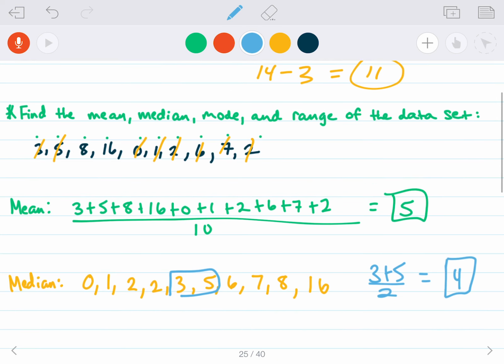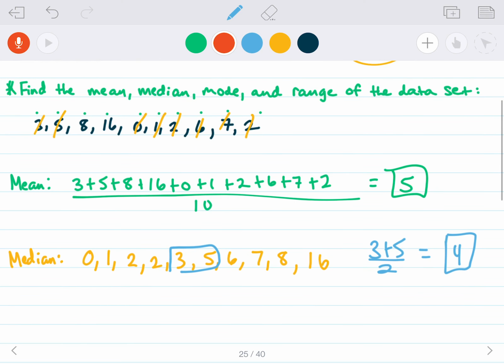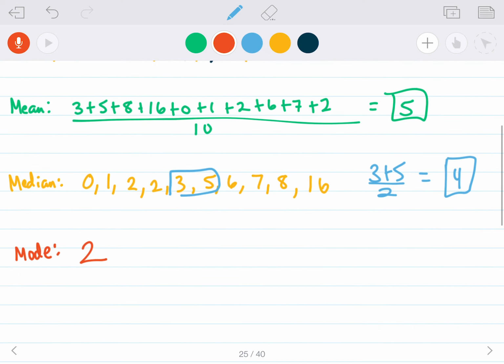All right, let's find the mode. So the mode is the number that occurs the most in our set, and as we can see, that number is 2. The range is going to be the highest data point, which is 16, minus the lowest data point, which is 0. So our range here is 16.